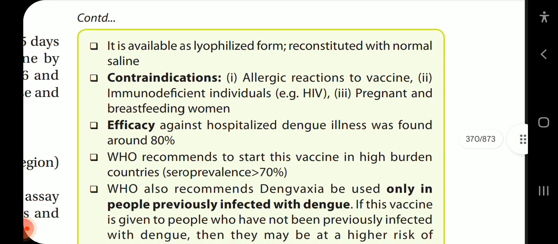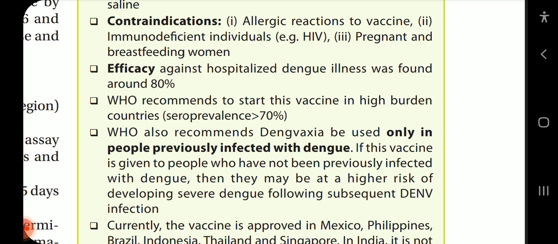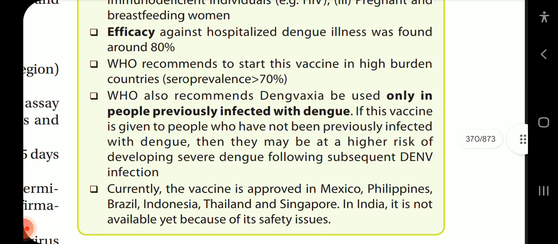Contraindications: allergic reactions to vaccine, immunodeficient individuals, for example HIV, pregnant and breastfeeding women. Efficacy against hospitalized dengue illness was found to be around 80%. WHO recommends starting this vaccine in high burden countries with seroprevalence more than 70%. The WHO also recommends dengue vaccine to be used only in people previously infected with dengue.